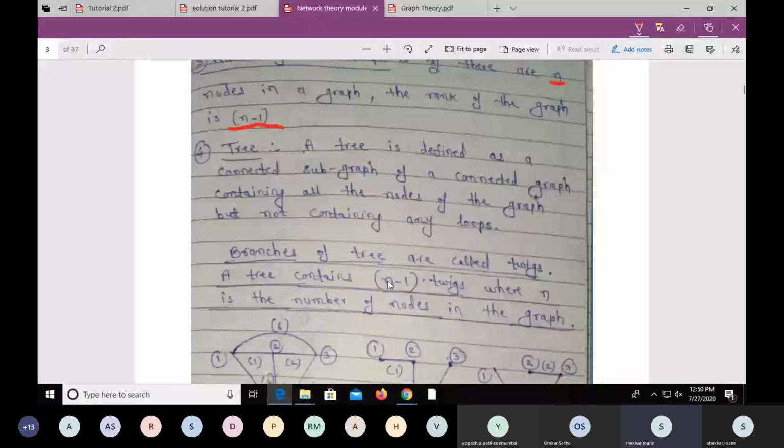Now next is a very important concept, tree. A tree is defined as a connected subgraph of a connected graph containing all the nodes of the graph but not containing any loops.